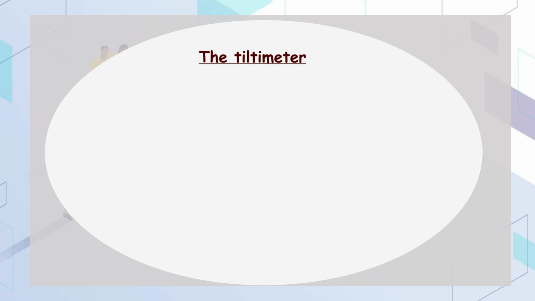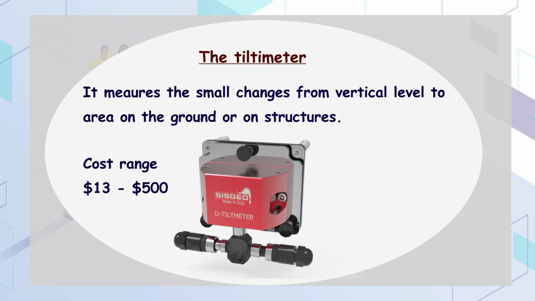Then we have the tiltmeter, which is designed to measure small changes from the vertical level, either on the ground or on structures. It's commonly used in various applications, including geotechnical investigation. Its cost is $13 to $500.